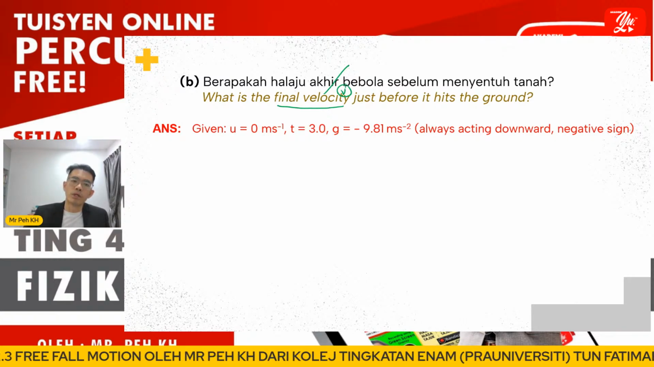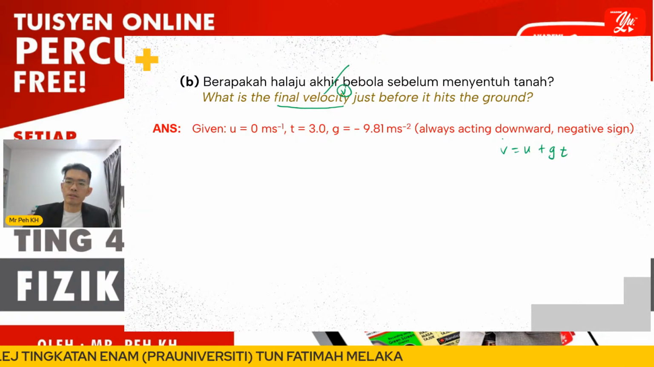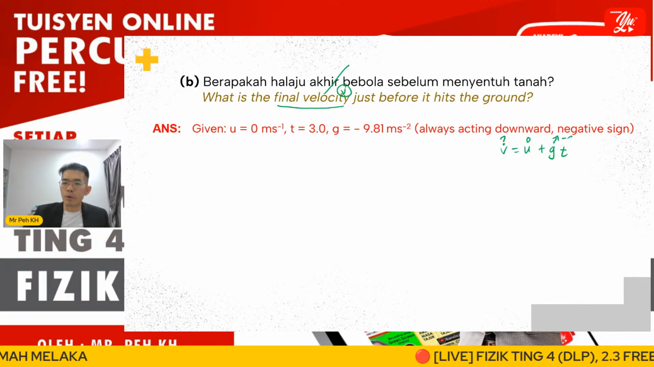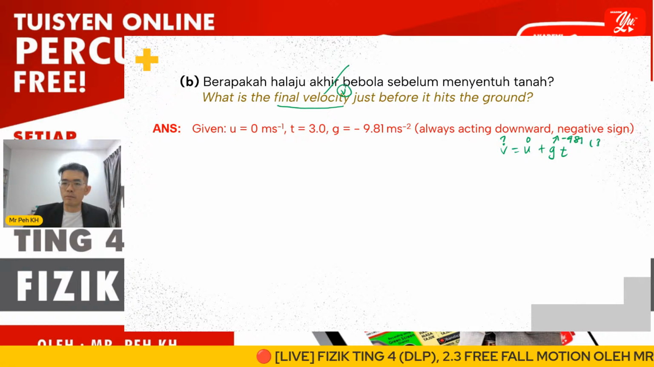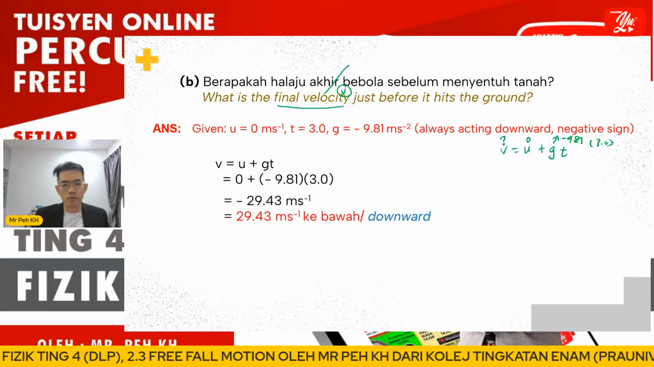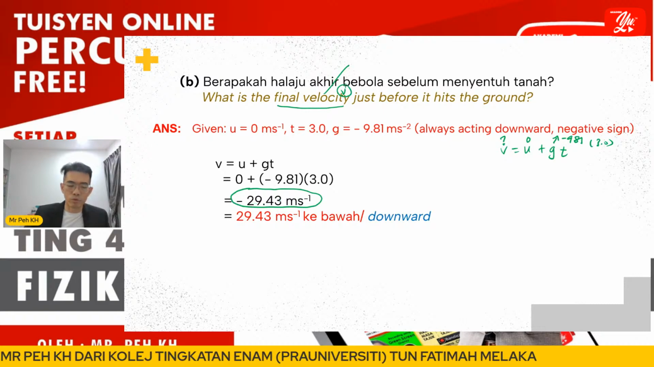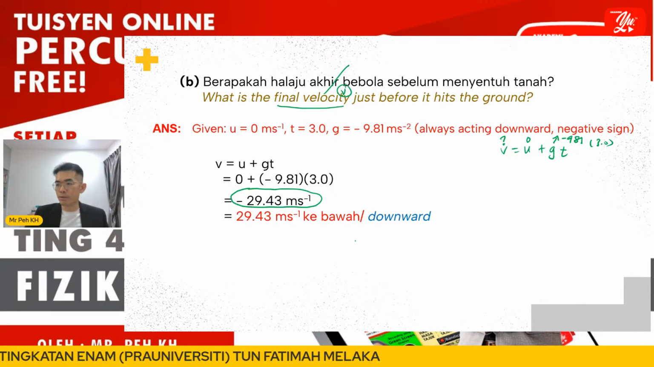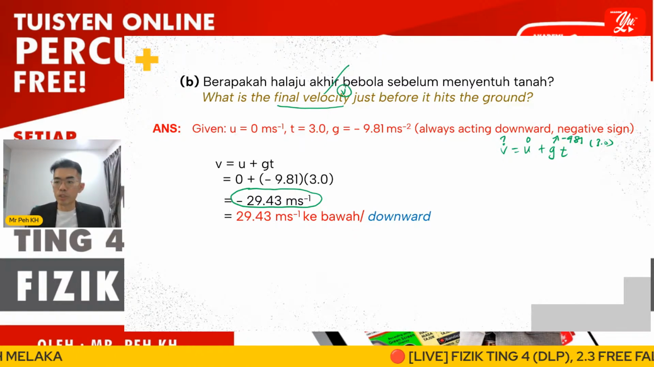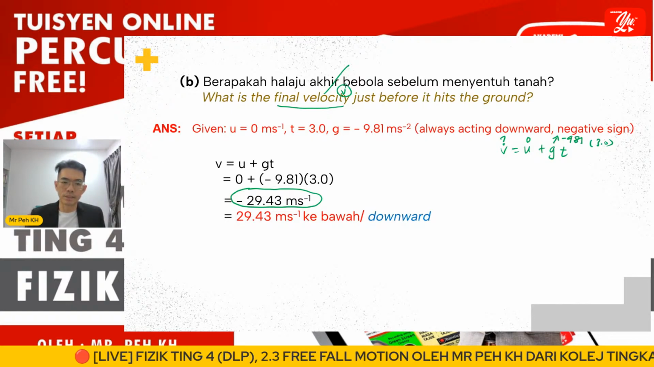Okay, so what formula can you use? V equal to u plus gt, right? So we want to find the value of V. u will be 0, g is negative 9.81, time taken will be 3.0. You substitute into this equation, then you can get your value. So here you get your velocity, negative 29.43. That means the object is moving downward. This is correct because the object is actually released from the top of the building. So this will be the answer.